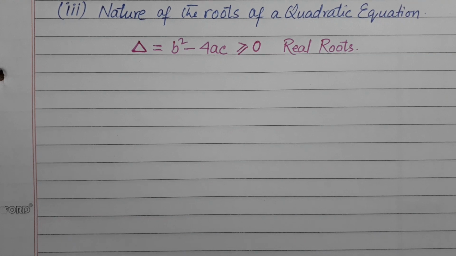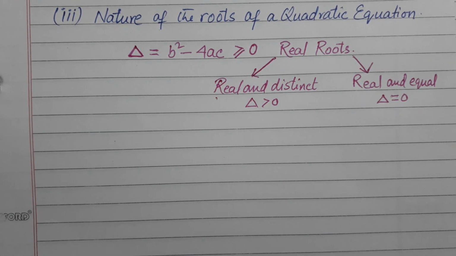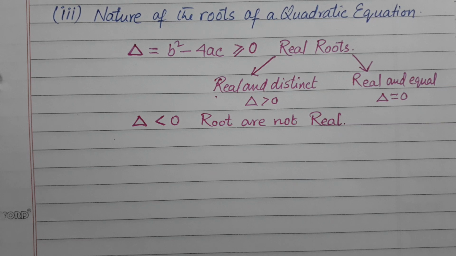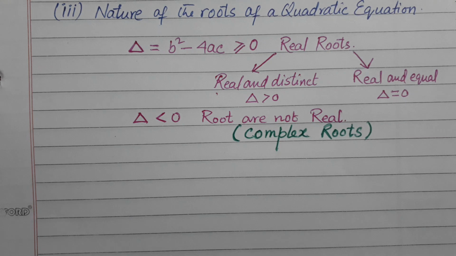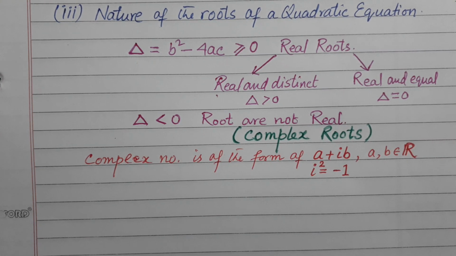So here we have learned that the discriminant, that is b square minus 4ac, if it is greater than or equals to 0, then the roots are real. That is real and distinct if the discriminant is greater than 0, and real and equal if discriminant is equals to 0. And if delta is less than 0, then roots are not real. That is complex roots. A number is said to be a complex number if the number is of the form of a plus ib, where a and b are both real numbers, but i is equals to root over of minus 1, that is i square equals to minus 1.